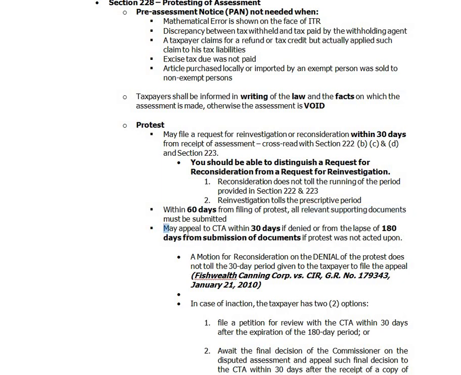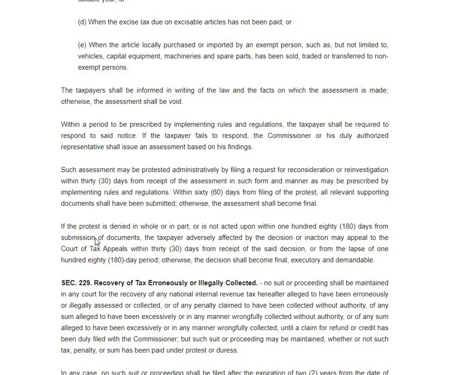And you can go to the Court of Tax Appeals if the BIR denied, or the lapse of 180 days given to the BIR had expired, or the 180 days had lapsed. You take note, not from the filing of the protest, but from the submission of documents. You read this here: the protest is denied in whole or in part, or is not acted upon within 180 days from submission of documents. Okay, this is it. The submission of, not from the filing of protest.